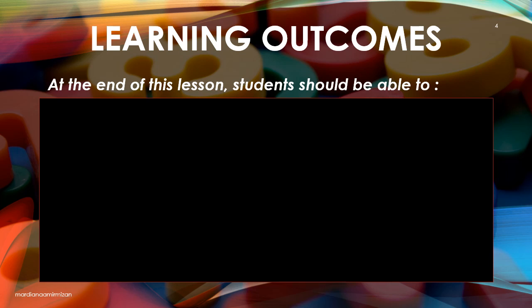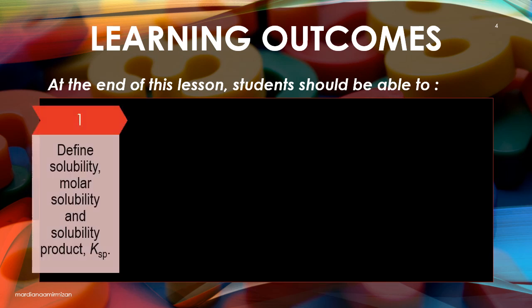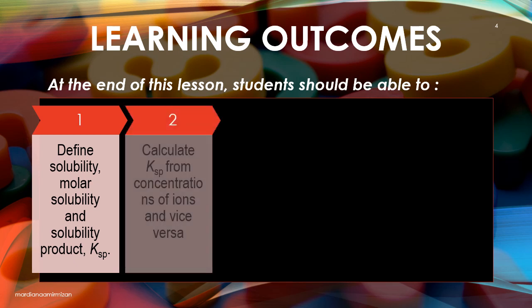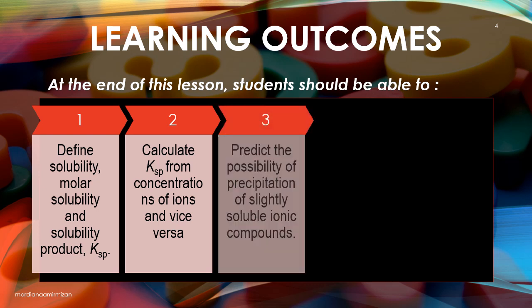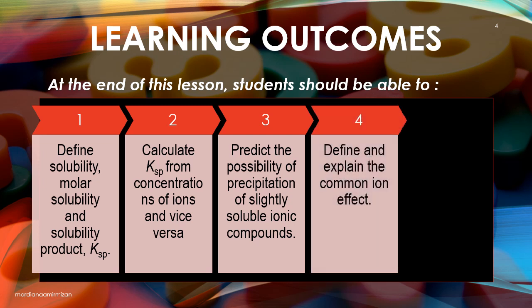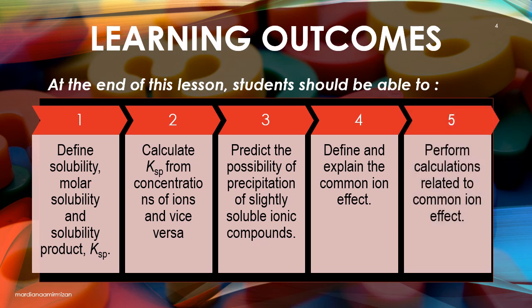At the end of this lesson, students should be able to define solubility, molar solubility, and the solubility product. Calculate the Ksp from the concentrations of ions and vice versa. Predict the possibility of the precipitation of slightly soluble ionic compounds. Define and explain the common ion effect. And perform calculations related to the common ion effect.